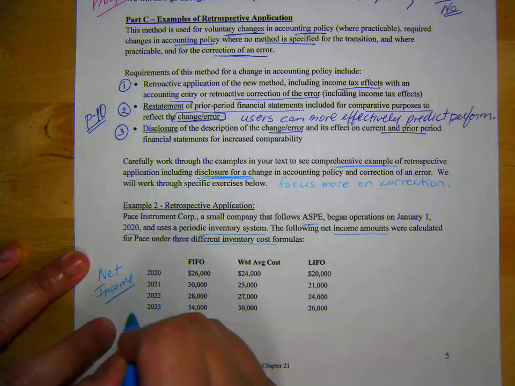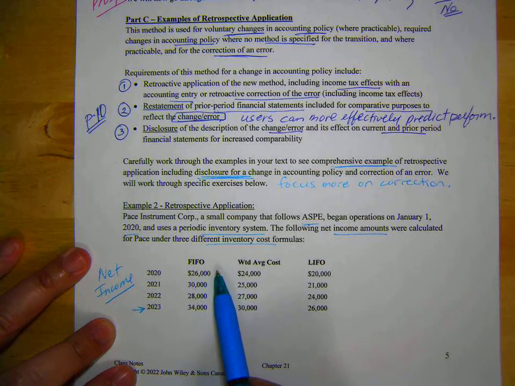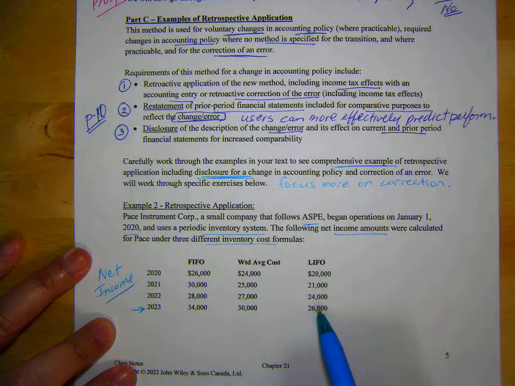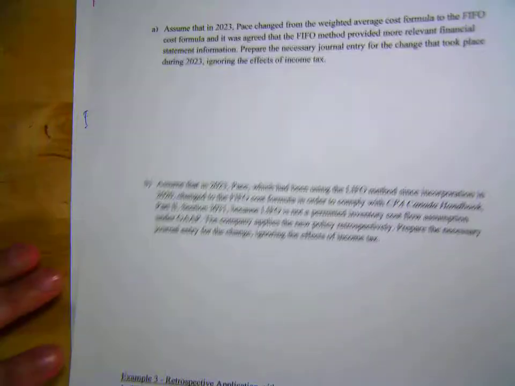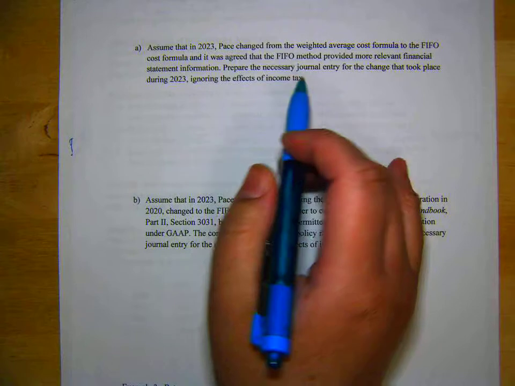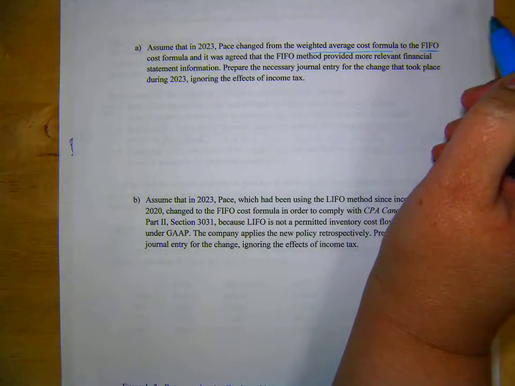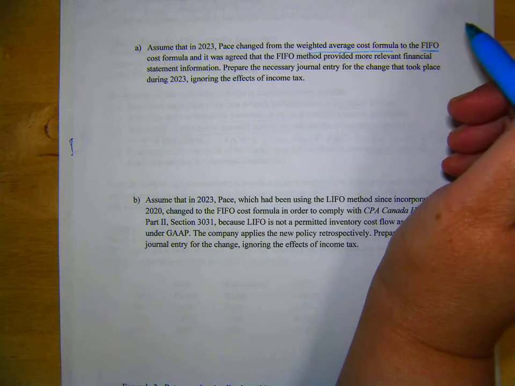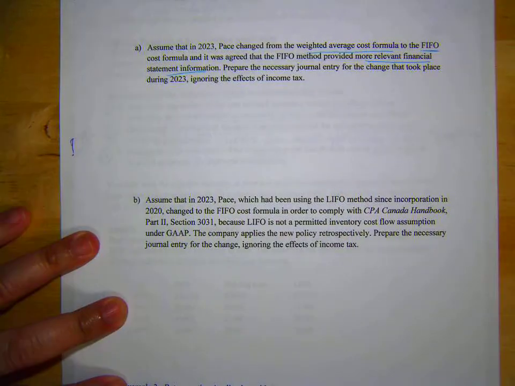And this is the year of the change, so that's where we're sitting. And here's weighted average, and here's LIFO. So let's see what they're doing on the next page, and then we'll come back to this. So on page 6, now in 2023, PACE changed from weighted average cost formula to FIFO. And as it was agreed that the FIFO method provided more relevant financial information, otherwise they shouldn't have done it.